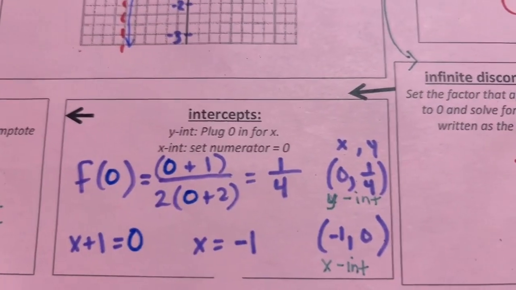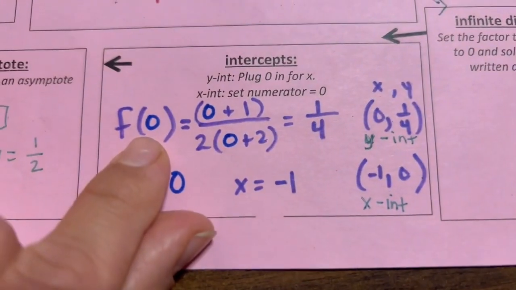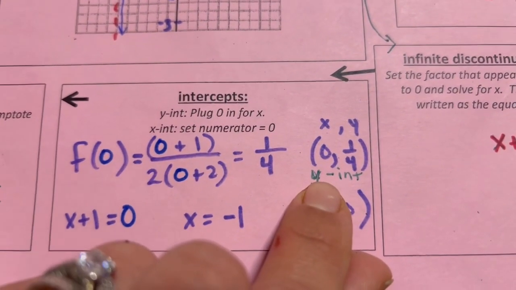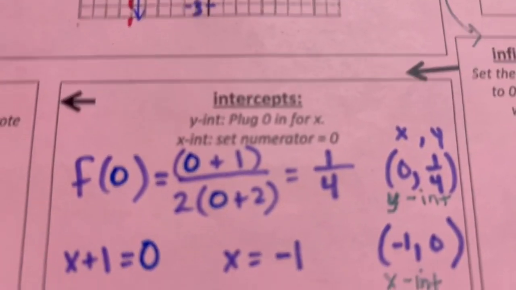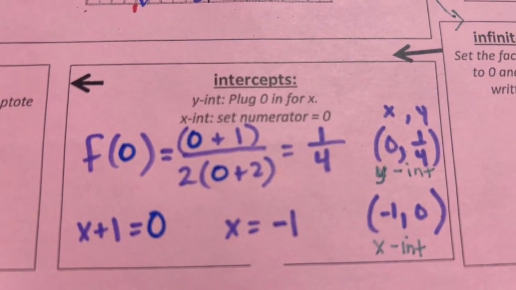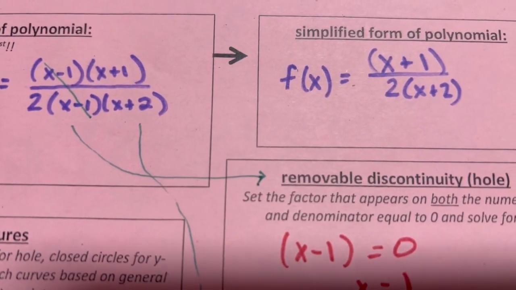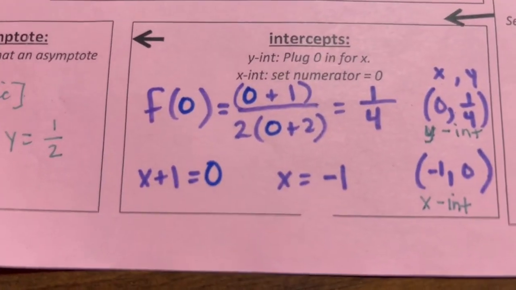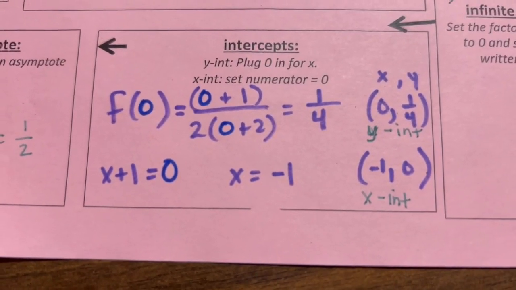Next, we find our x and y intercept. Y-intercept is typically the easiest to find. All you got to do is plug 0 in for x, and I get an output of 1/4. That is my y-intercept. X is 0, y is 1/4. For the x-intercepts, you've got to remember this. You set the numerator equal to 0. You use the simplified numerator here. When I look at this simplified numerator, we get x plus 1, the other factor canceled. I set that numerator equal to 0, and I solve to get x equals -1, and I plot both of those on my graph.